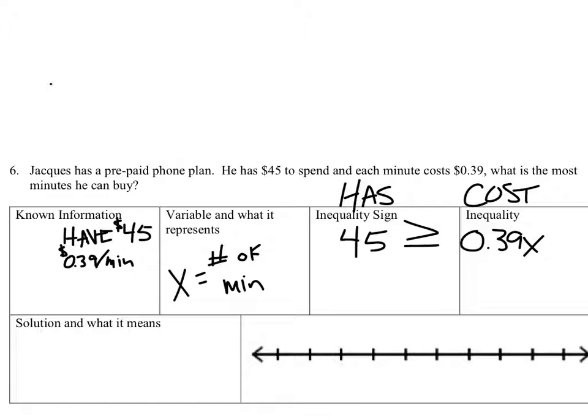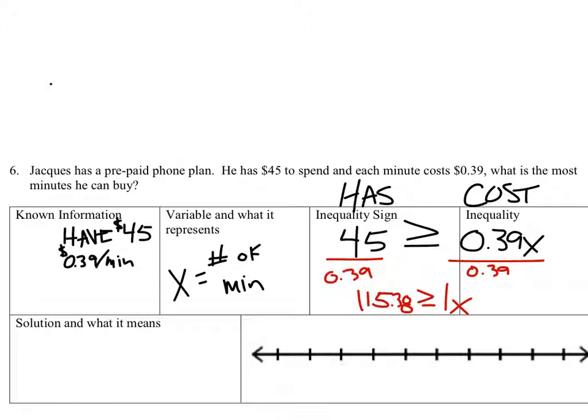So that gives us, then, this one is extremely difficult to solve because of the decimal. Dividing both sides by 0.39, that gives us 1x, which is good. That'd be 1 minute. And in comparison, we have 45 divided by 39 cents. I got 115.38.